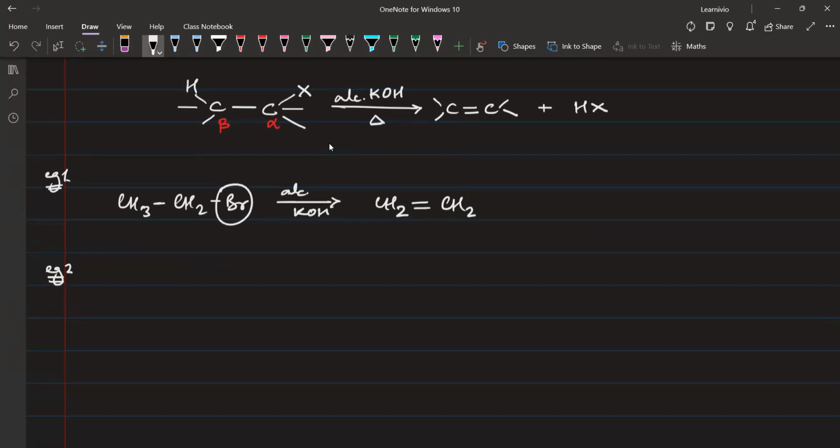Example number 2. Let us suppose you have, let me take this as the question, bromine here with CH3, and this is also CH3. Now this is your alpha carbon. Now the beta, there are 2 beta carbons. Adjacent to the alpha carbon, this is beta number 1 and this is beta number 2. But both the beta carbons are the same. Does that make sense?